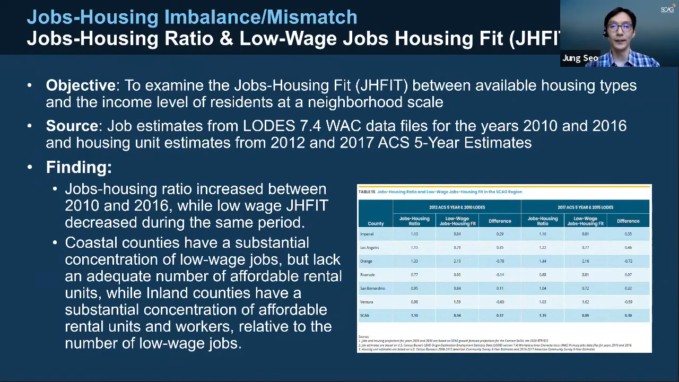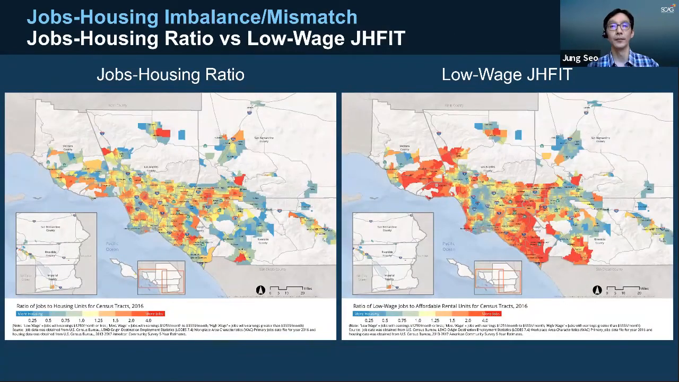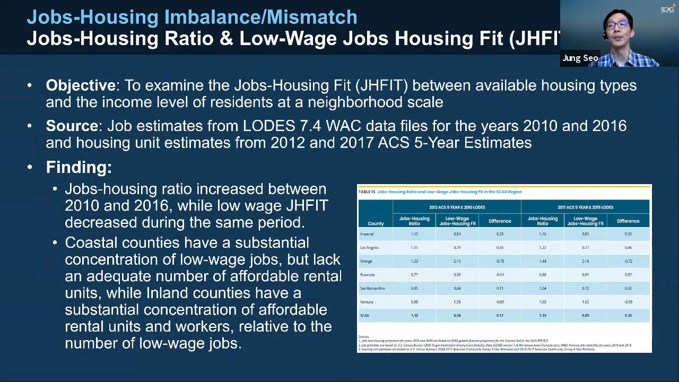I don't know if you can see the numbers clearly, but as shown in the table, the ratio of jobs to housing increased between 2010 and 2016. On the other hand, the low-wage job housing fit ratio actually decreased during the same period. Coastal counties have a substantial concentration of low-wage jobs, but lack an adequate number of affordable rental units. On the other hand, the inland counties have a substantial concentration of affordable rental units relative to the number of low-wage jobs.